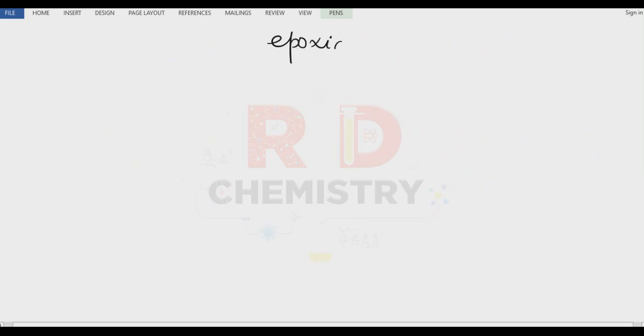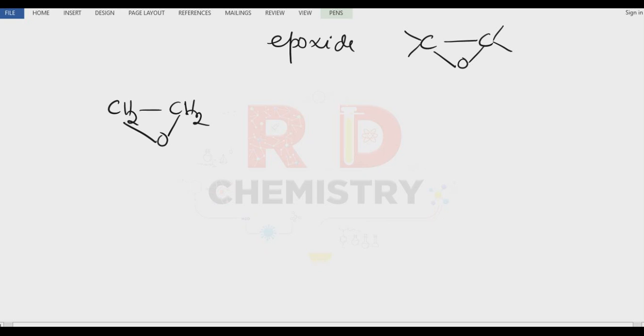Next is the reaction with epoxides. What are epoxides? An epoxide is a cyclic compound with a carbon-carbon single bond attached to the oxygen. There can be any other group here. There can be hydrogen, there can be an alkyl group. Let me take the simplest one, CH2, CH2 attached to the oxygen. This cyclic molecule has only 3 atoms in the cyclic structure. So it is more strained, which means it is less stable and can easily react with the Grignard reagent.